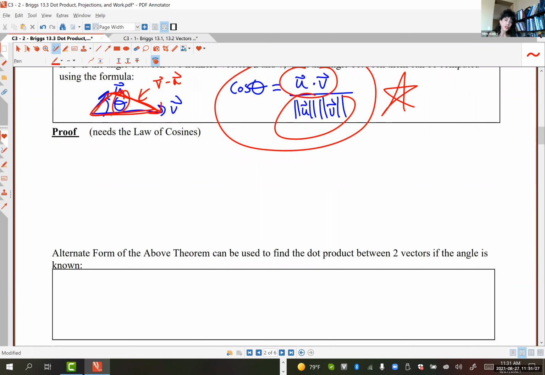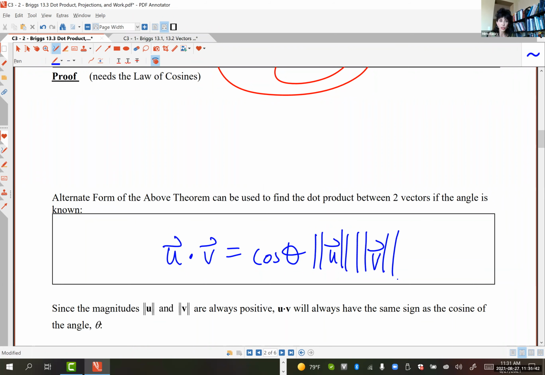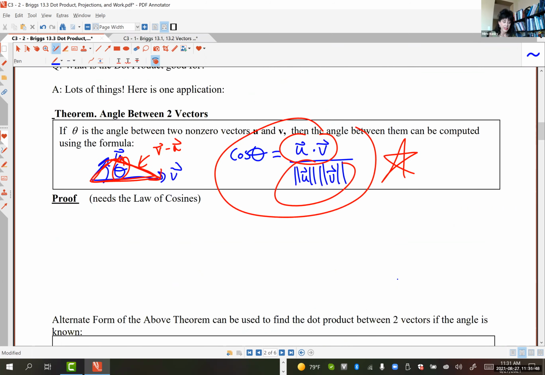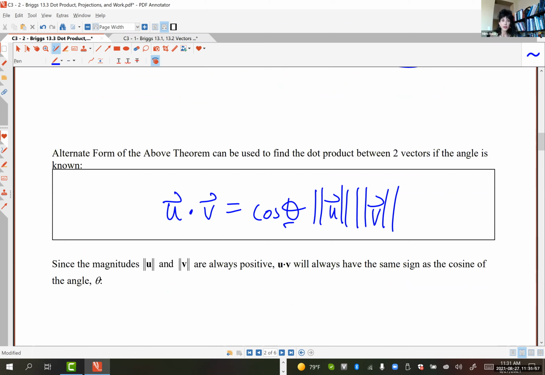Okay, an alternate version of this formula, if you wanted to clear fractions and rewrite it, is U dot V is equal to cos theta times the product of the magnitudes. Which version should I use? It depends on what they're asking for and what they're giving you. If they're asking you for the angle between two vectors, use the first one. If they gave you the angle between the two vectors already and the magnitudes, you can use this alternate version to find the dot product. Instead of using the definition of dot product on our previous page, you can use this one. Pretty cool.